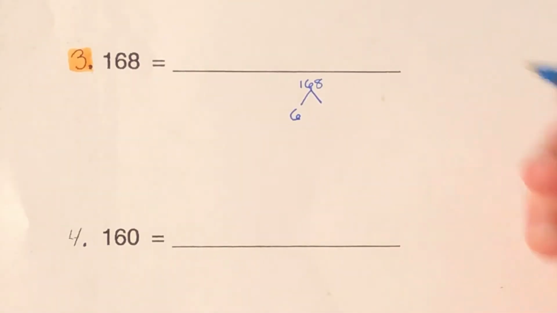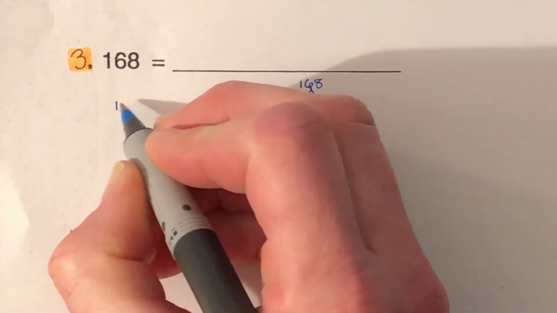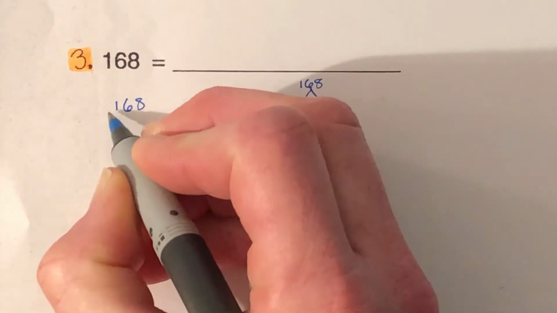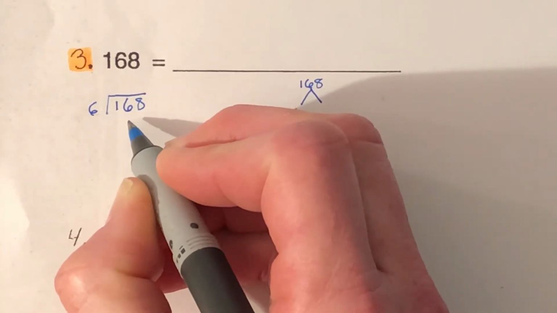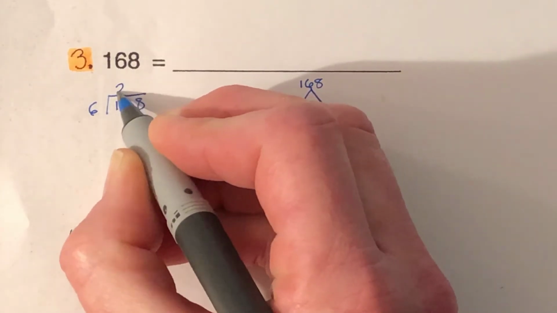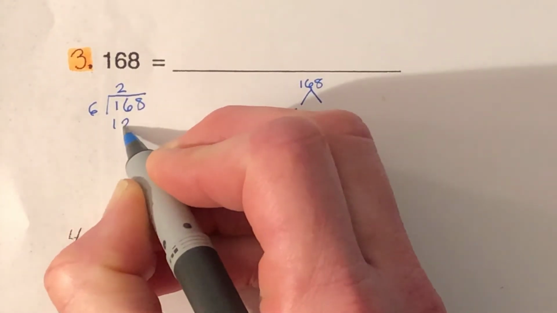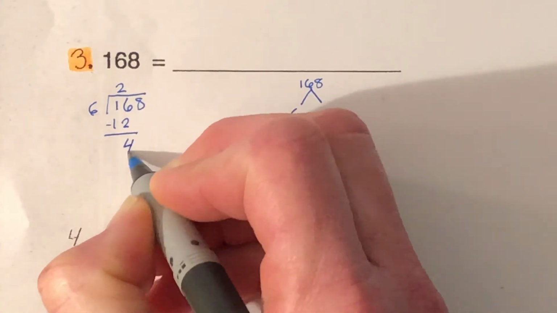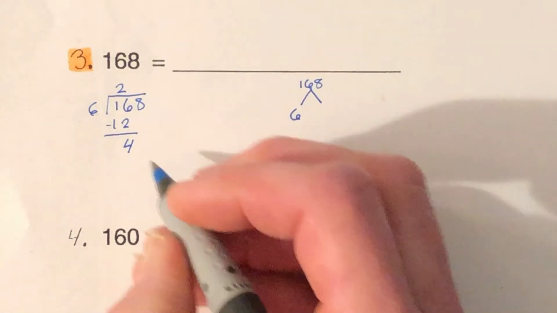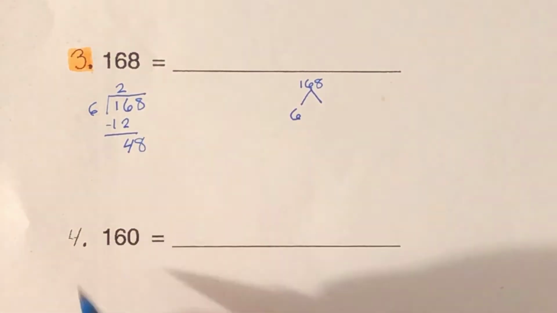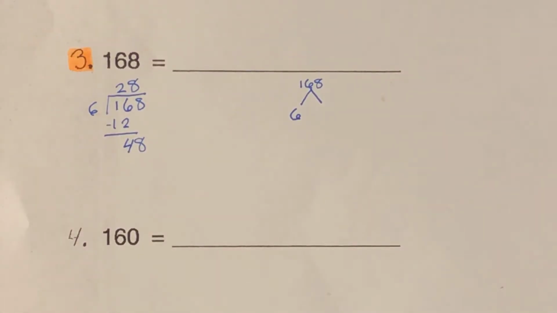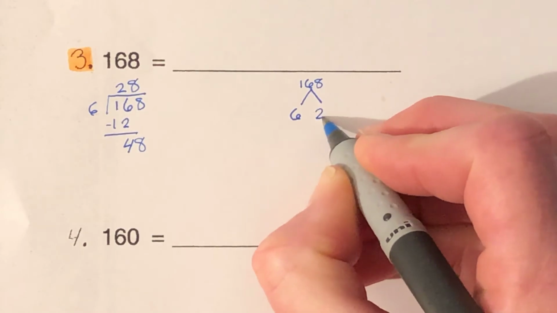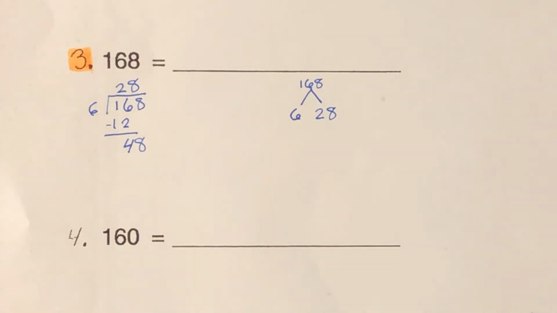All right, I'm not exactly sure how many times 6 goes into 168. I'm going to come over here, I'm going to divide it out. 6 goes into 16 2 times. Bring down the 8. 6 goes into 48 8 times, so 28. 6 times 28 is 168.